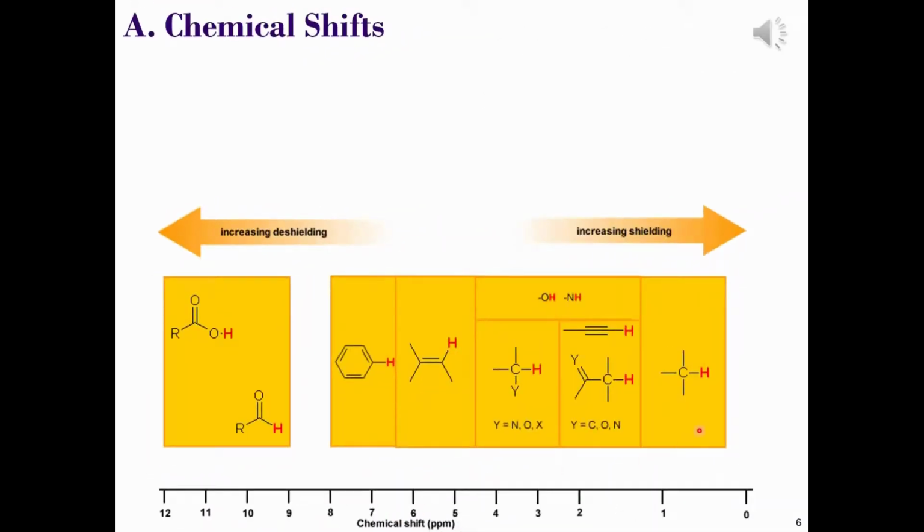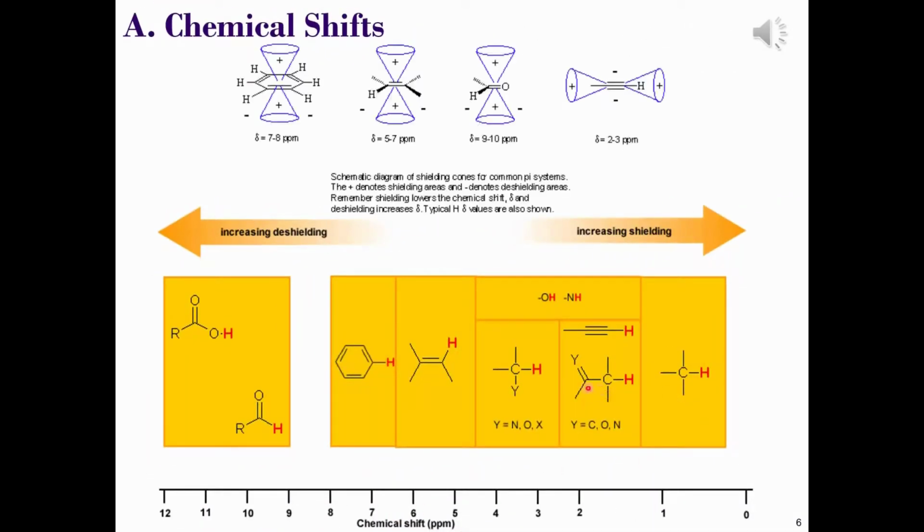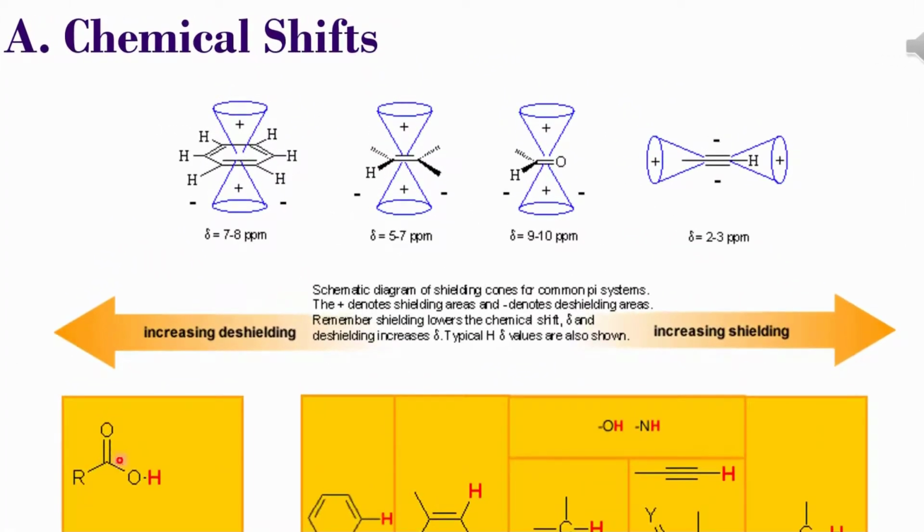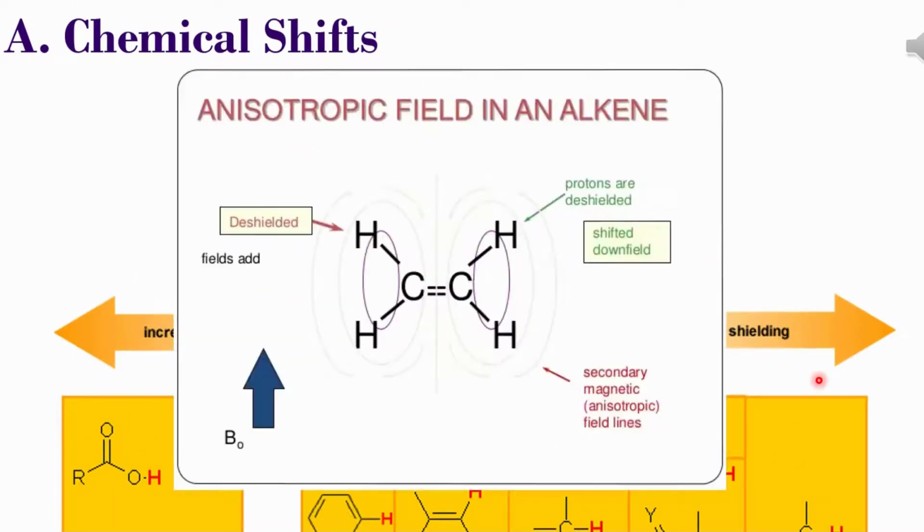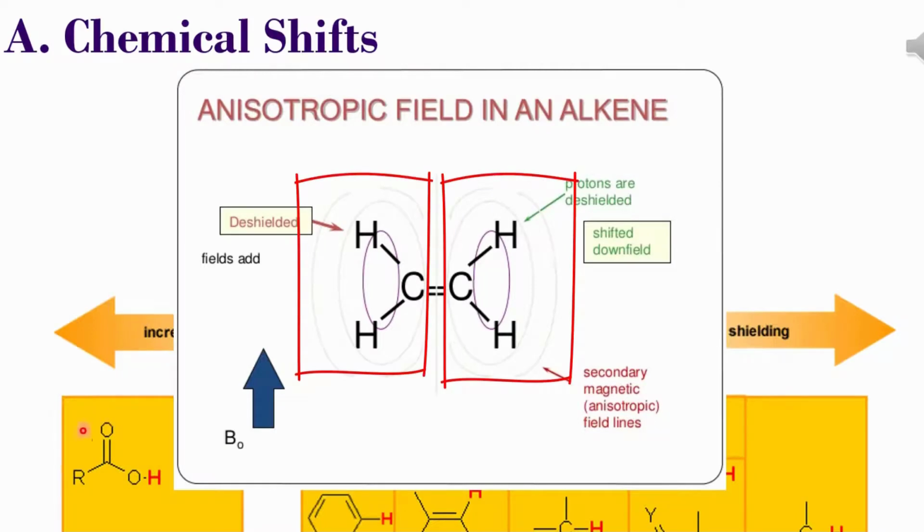The hybridization of the carbon and whether there are pi electrons also impact the radio frequencies required to cause protons in these chemical environments to resonate. For example, the pi electrons in a compound, when placed in an applied magnetic field, that's in the NMR machine, will move and generate their own induced magnetic field.